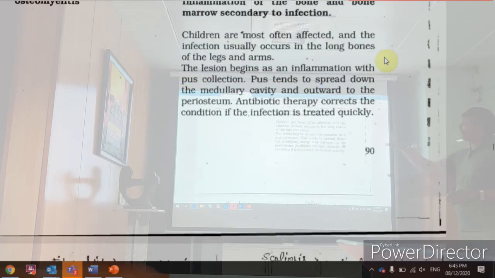Meaning, along with that, a pus collection happens. Pus tends to spread to the medullary cavity into the periosteum. Antibiotics correct this, but the problem is that whenever it has gone into the bone, an outer covering is formed around it. The pus is inside it. The medicine will not go inside. It's a kind of restriction that happens in osteomyelitis.